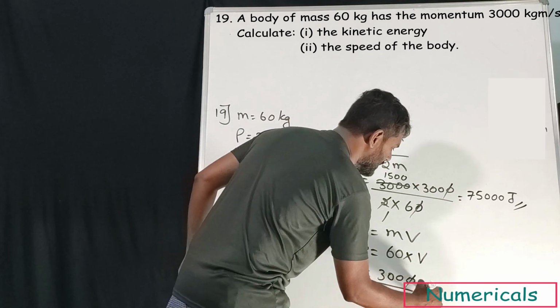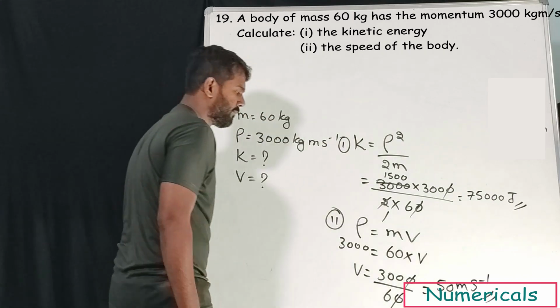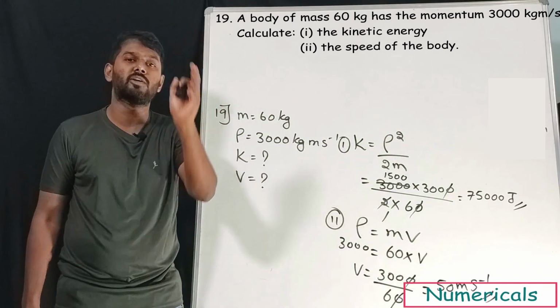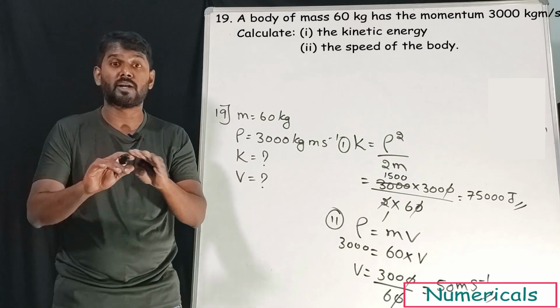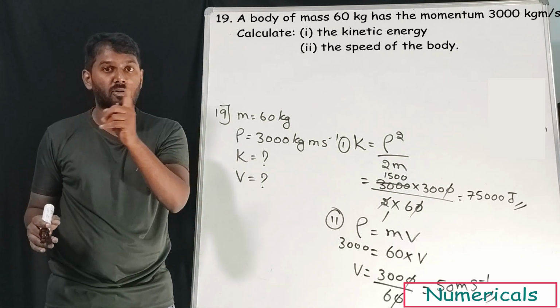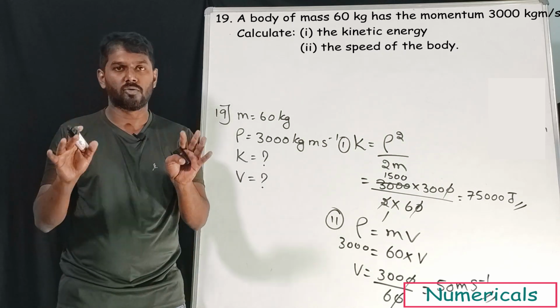300 divided by 6, that will be 50 meter per second. That's it. See, units are very much important. If the units are wrong, definitely you will lose 1 mark every time. In every question, if the units are wrong, every time they will deduct 1 mark everywhere. So be careful while writing the units.